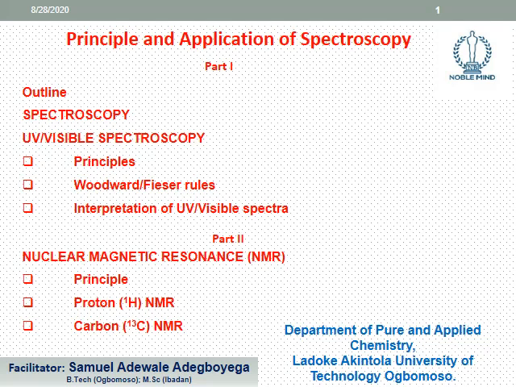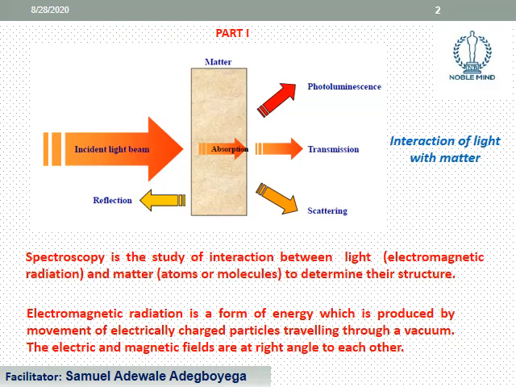My task is to discuss UV visible spectroscopy, with the outlines: principles, Woodward-Fieser rule, interpretation of UV visible spectra, and the other part, nuclear magnetic resonance. That's part 2. We shall be talking about the principle, the proton NMR, and the carbon-13.